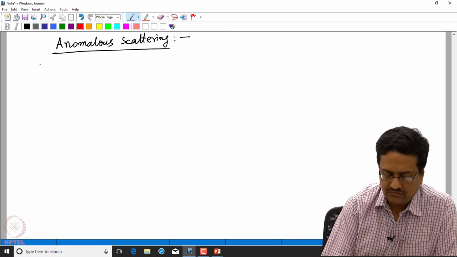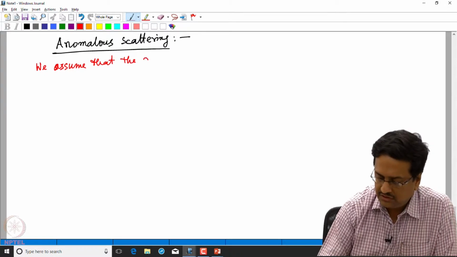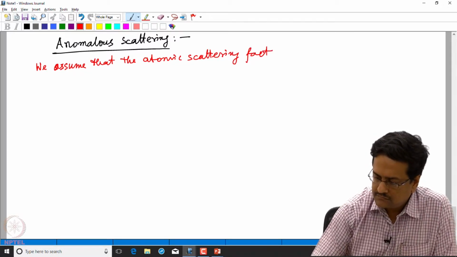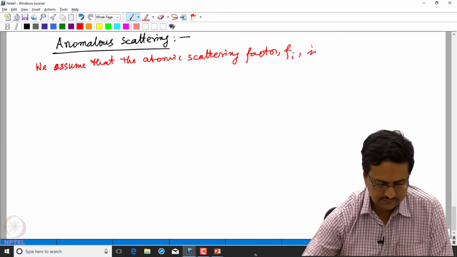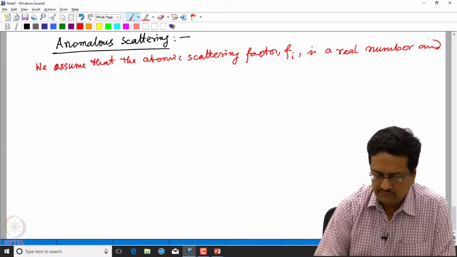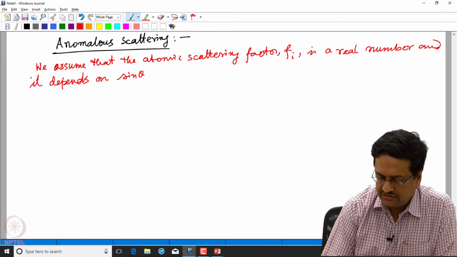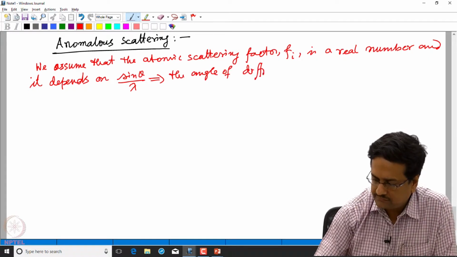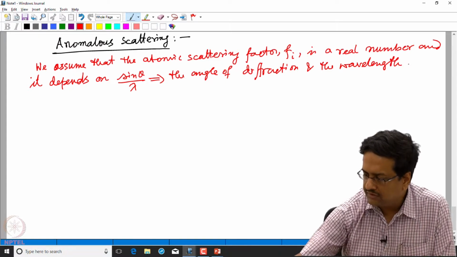So what we do is we assume that the atomic scattering factor, that is Fi, is a real number and it depends on sin theta by lambda. That is, it depends on the angle of diffraction and the wavelength used.